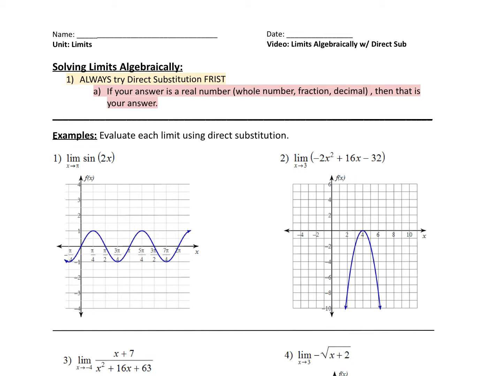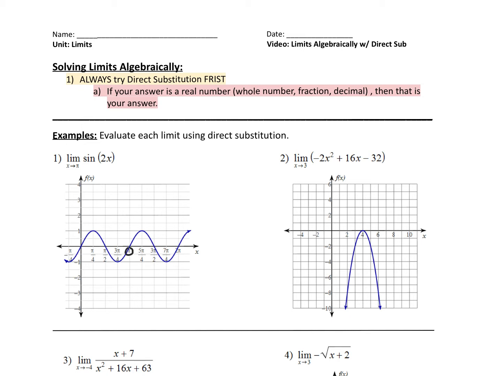I just want to show you what the answer is graphically so that we can prove it algebraically as if the graph was not there. So the first question is asking us to find the limit as x approaches pi of sine of 2x. So here's the graph of sine of 2x. Since there's no plus or minus, that means I'm asking you for the limit as a whole. So I need to check both the left and the right side.